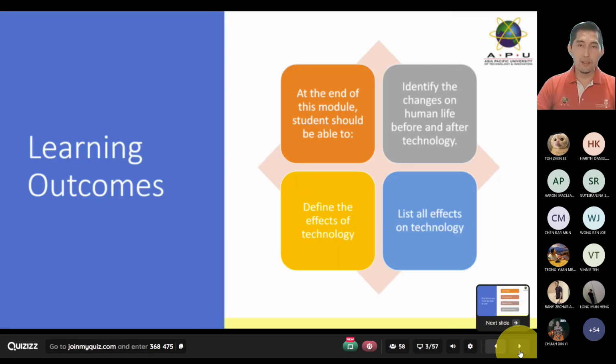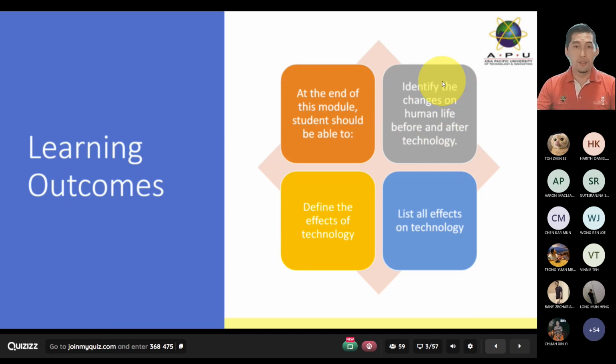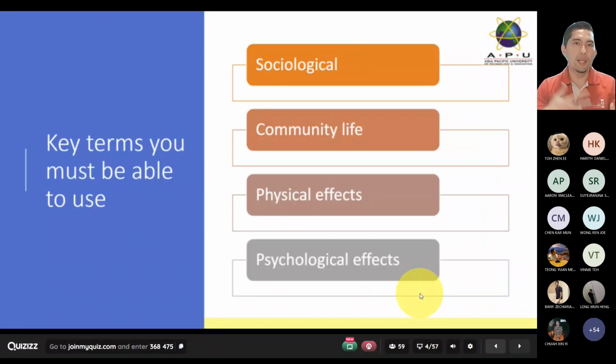As part of the learning outcomes, there are 3 being identified here. First, identify changes on human life before and after technology, so understanding that as a concept first. Second, define the effects of technology. And of course the third one, list all effects regarding technology. So knowing what areas of technology effects we are running through will be important, and that's why you see it here. There are sociological effects, there are effects on the community at large, there are physical effects, and there are also, of course, psychological effects as well.